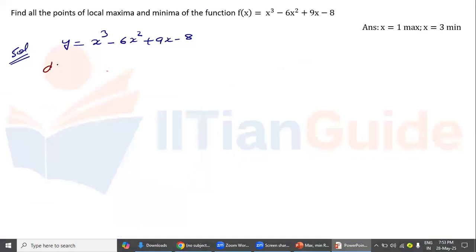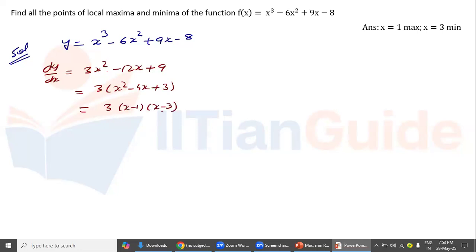I am differentiating: dy by dx is 3x square minus 12x plus 9. Or I can take 3 common, then I get 3 times (x square minus 4x plus 3). This is the value of dy by dx. I can factorize it: 3 times (x minus 1)(x minus 3).